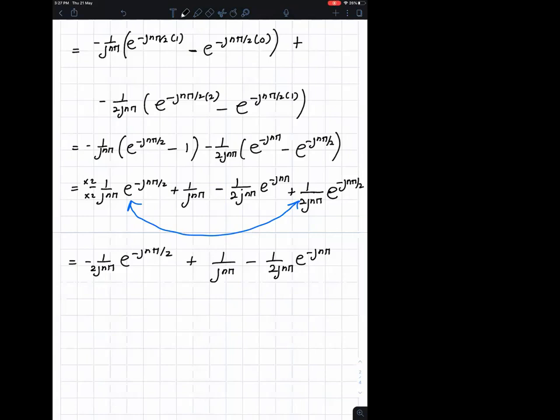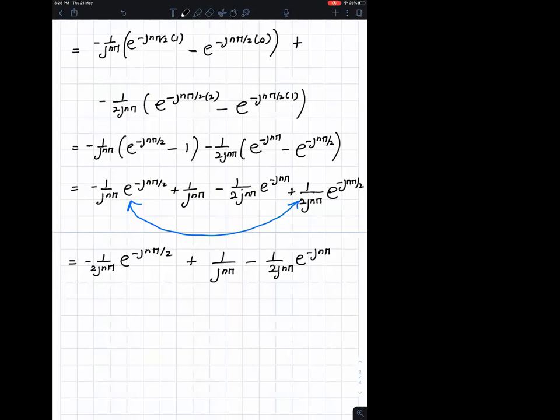Is that right? You guys agree? Yes, sir. It looks like I messed up. There's a negative sign here. I forgot the negative sign. So if I combine those two, you get minus 1 over 2jn pi. Okay, let's continue.